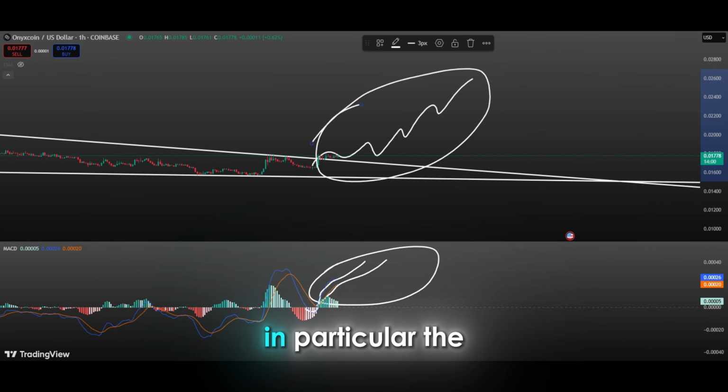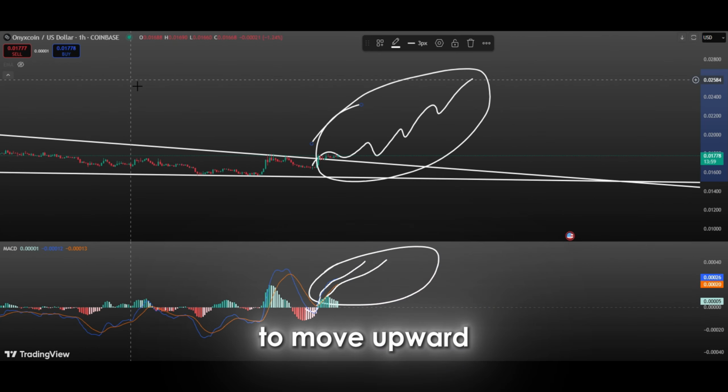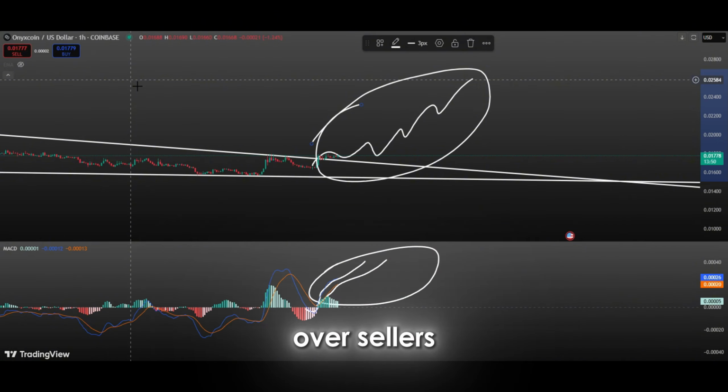In particular, the fact that the MACD line has started to move upward together with the signal line indicates that the bullish trend is gaining strength. As the angle between these two lines continues to widen, we can say that momentum is also increasing. In other words, buyers are beginning to take control over sellers.